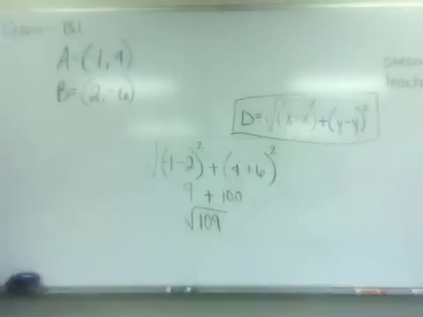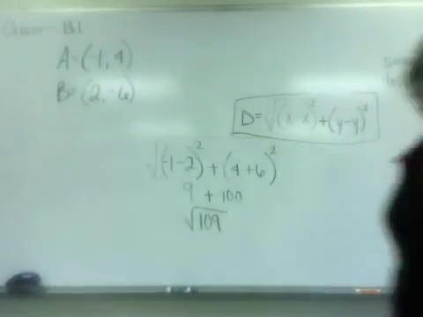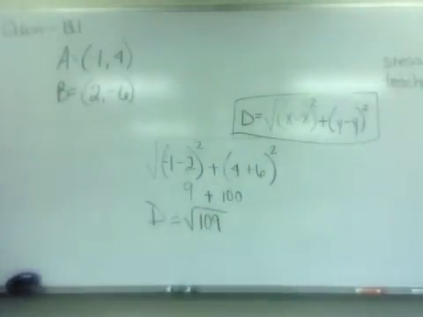Can we just leave it as that? If you have a radical, you need to make sure your radical is reduced. But 109 is a prime number, so it's reduced. Leave it as a radical. I do not want a decimal, because a decimal will be a rounded answer. I want an exact answer, and that is the exact answer.